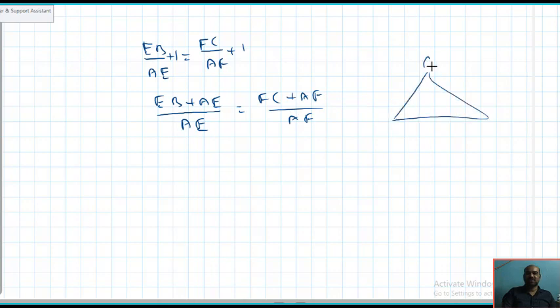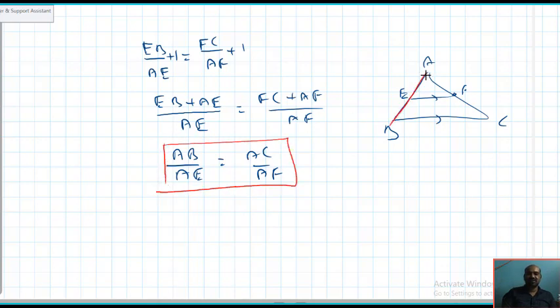Okay, see the diagram. What is the actual diagram? ABC, here E and F are there. EB plus AE means what? That is AB. AB by AE is equal to, FC plus AF means AC, AC by AF. So another important result you got. How to remember this? AB, this total length by this, equal to this total length by this. So AB by AE equal to AC by AF. So this is the statement of the basic proportionality theorem. This is the proof of the basic proportionality theorem.